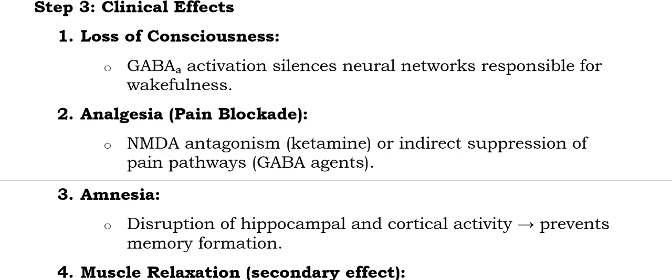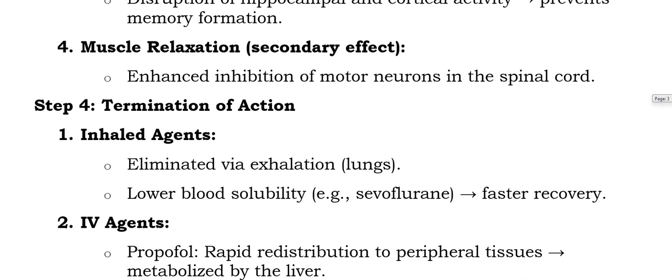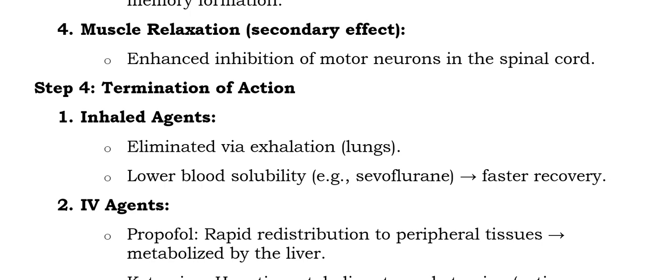Both GABA and NMDA modulation likely play a role there, preventing memories from sticking. Okay. And muscle relaxation, often that's more of a secondary effect of the overall CNS depression from these agents, making motor neurons less excitable, though sometimes specific muscle relaxants are added deliberately.